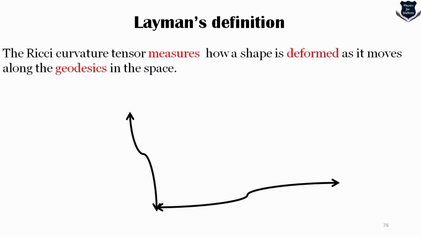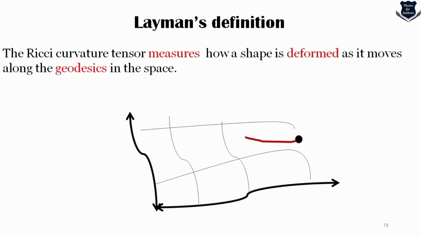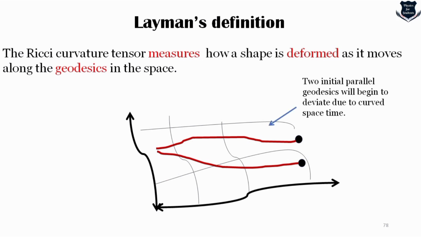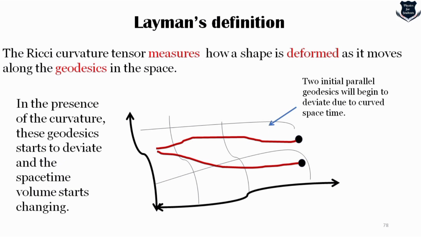So let us take these two, x and y, and these are the crazy curvilinear coordinates. Here is a point, and you see when it moves along, it goes up, and when it curves down due to the curvature. Another point, when it tries to go around here, it goes up and it curves, and it seems that they are meeting at some point. So the two initial parallel geodesics, which started at some point of time, deviated or converged due to curved space-time. And in the presence of the curvature, these geodesics start to deviate and the space-time volume starts changing.